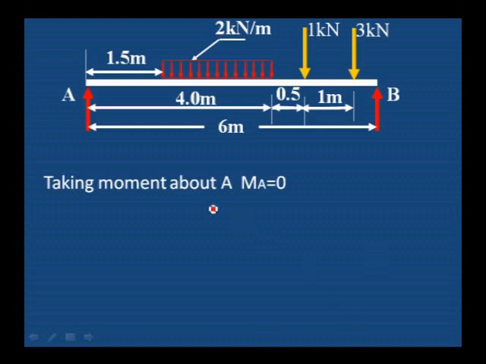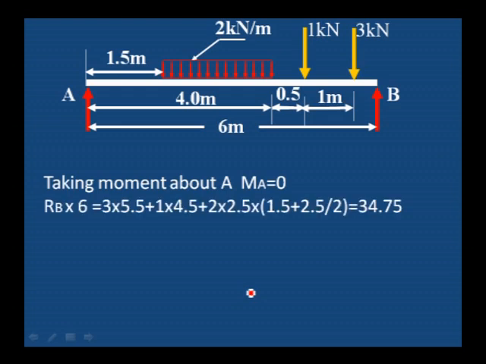We have to take the moment about A for calculating the reactions at A and B. RB into 6, reaction at B, RB into 6, distance from A to B, and 3 into 5.5. I am taking the moment of all the loads towards the A point. What is the distance from A to the 3 kilonewton load? 4 plus 0.5 plus 1. 4 plus 0.5, 4.5 plus 1, 5.5.